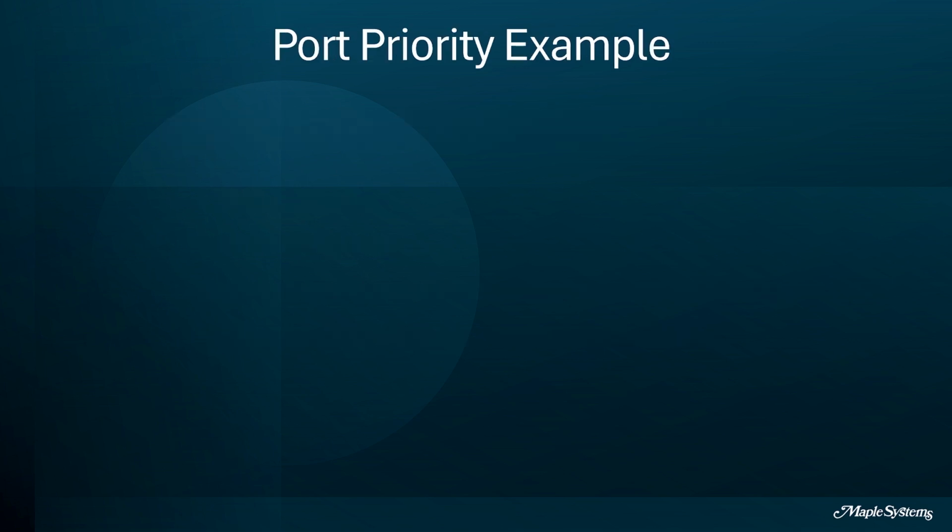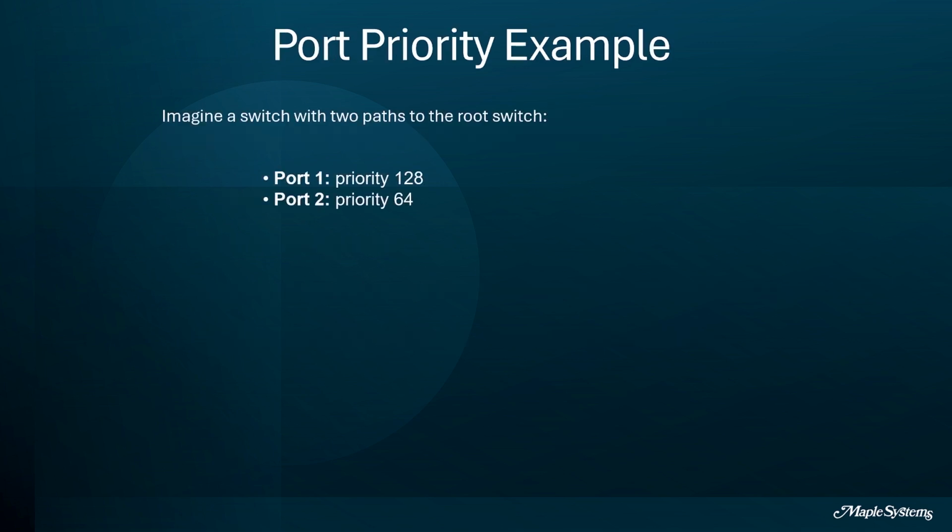An example of port priority, imagine a switch with two paths to the root switch. So port 1 has a priority of 128. Port 2 has a priority of 64. So STP will prefer port 2 for forwarding traffic because 64 is obviously less than 128, and only block port 1 if a loop would occur.